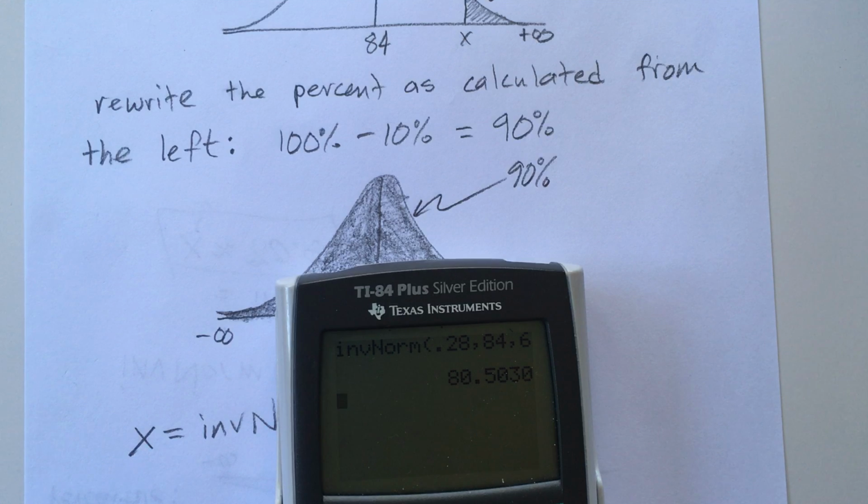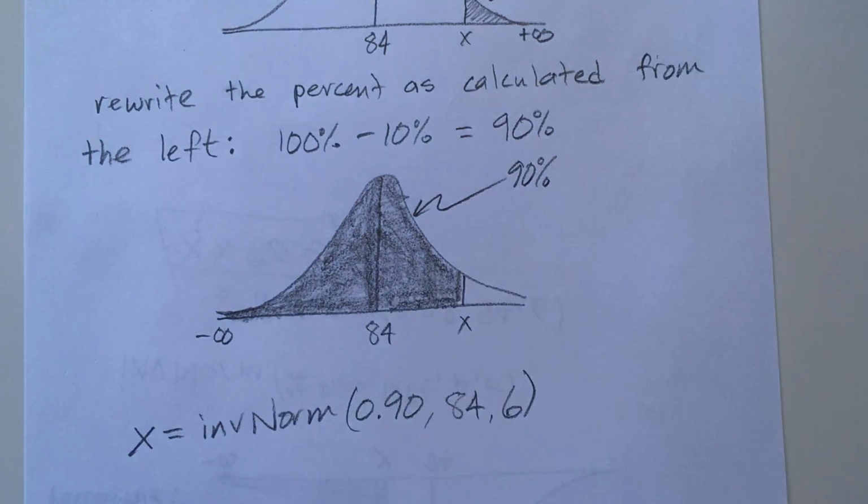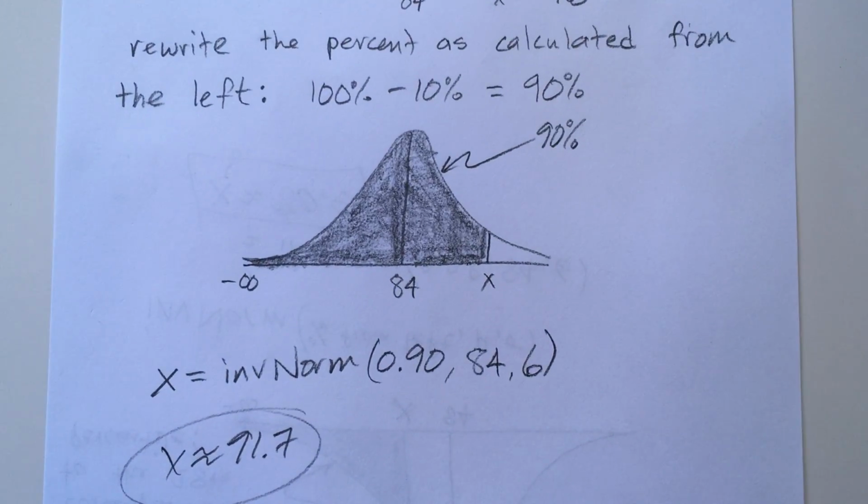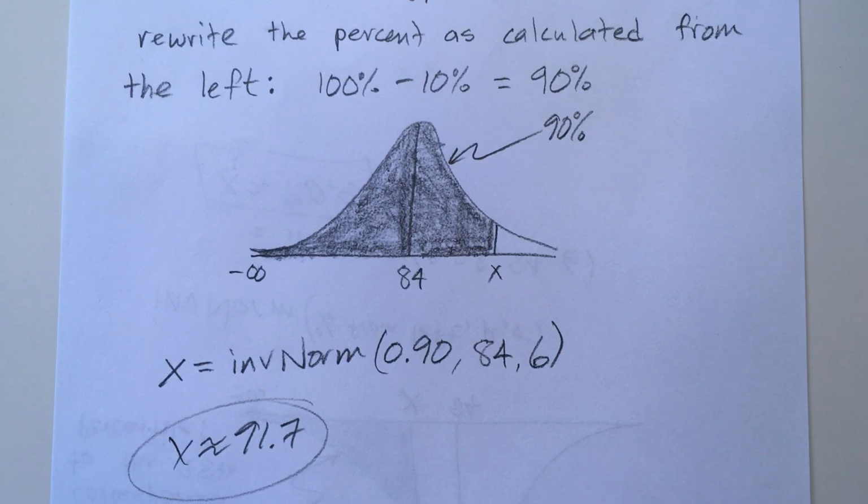And I would go ahead and go to second distribution, or vars, and down to inverse norm, 0.9, comma, 84, comma, 6, and so my value would be approximately 91.7. So then x would be approximately 91.7. And that's all there is when we are calculating raw values x for inverse norm.